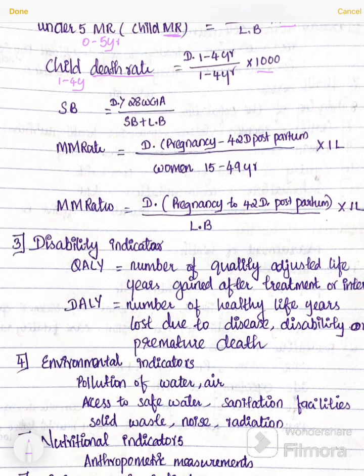Now stillbirth rate. When we call it stillbirth is after 28 weeks of gestation, to term, if death happened to children, we call it stillbirth. Before less than 20 weeks, we call it abortion. So after 28 weeks, we call it stillbirth. So death during this period divided by total number of stillbirths and live births is called stillbirth rate.